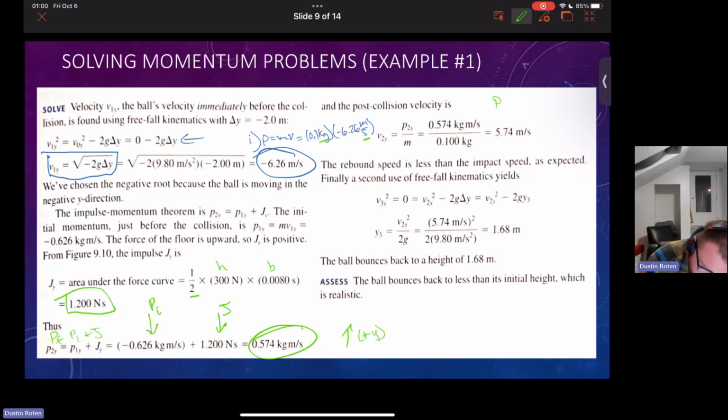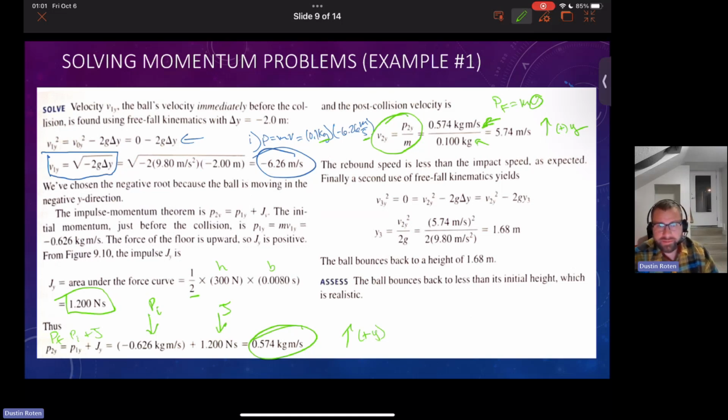We can rearrange really quickly. P final equals mv. So we want to know the velocity here. So we'll just solve for that final velocity. That's just the momentum divided by mass. We can plug that in. We know what that final momentum is. We know what its mass is. The mass is not changing. It turns out as it leaves the floor and leaves that collision, it's going upwards in the positive y direction with a speed of 5.74 meters per second.